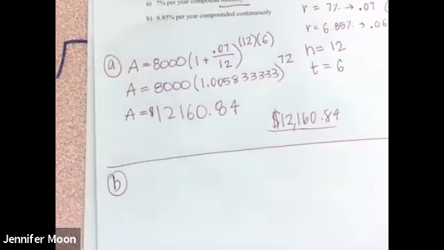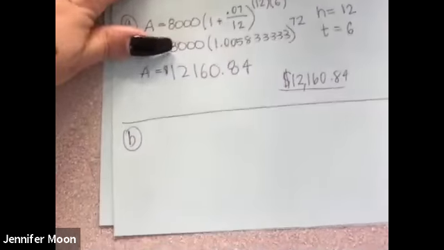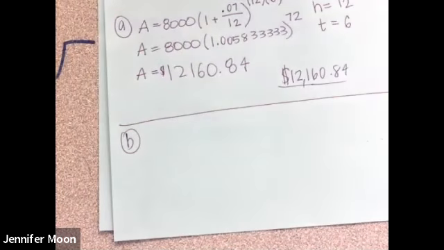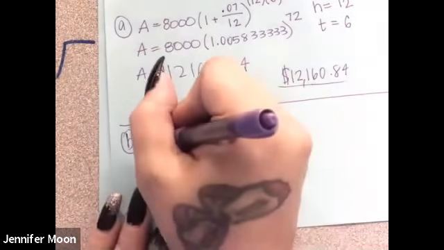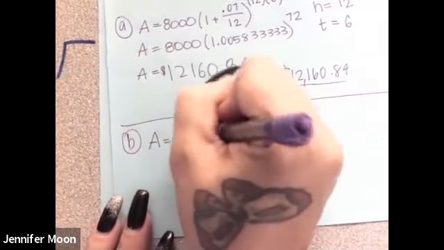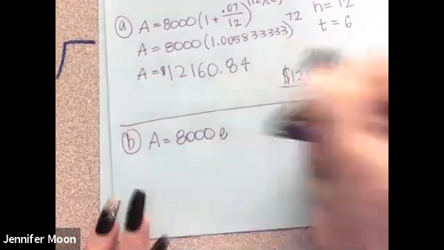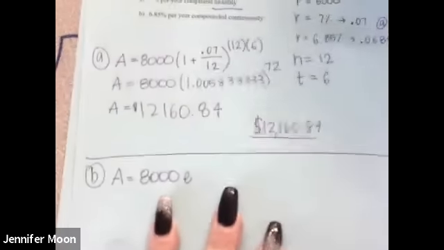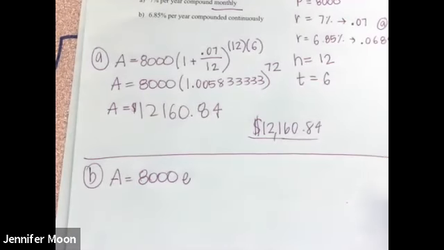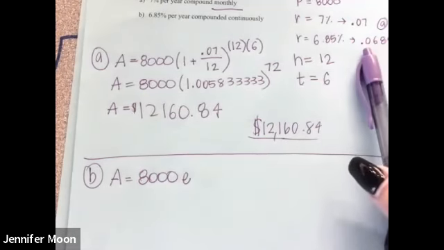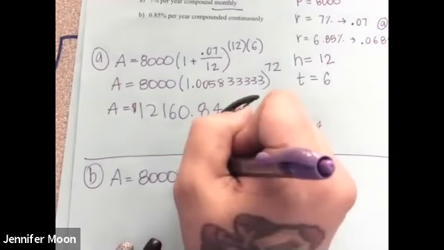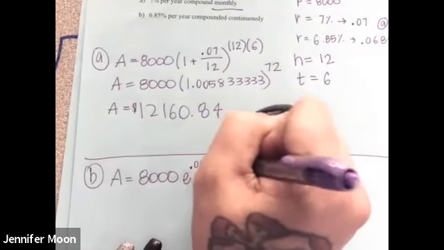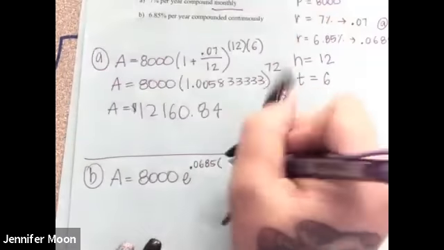Okay, so now for B, it tells me that my money is going to be compounded continuously. So continuously is going to use my E, which is the other formula. It says A equals, my P is 8,000, and then times E, so just write E, and then it's going to be raised to the RT. R, look right here. When I did my rate for B, it's not very clear, but I got 0.0685. So raise E to the 0.0685 and then multiply it by T, which is time, which is 6.